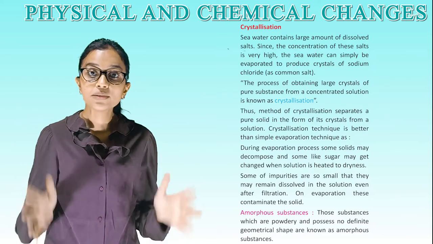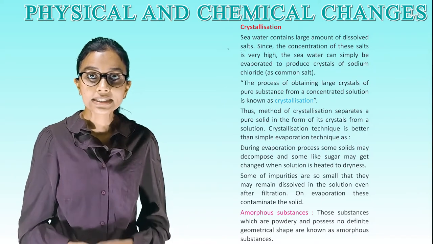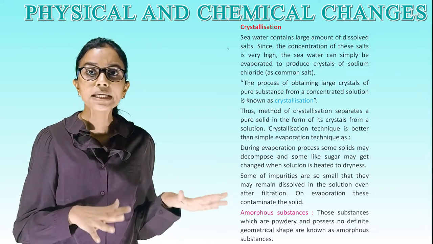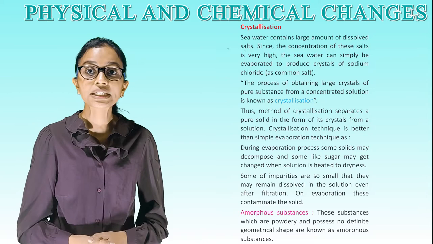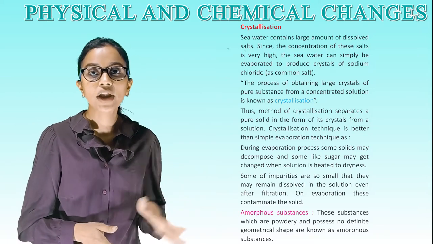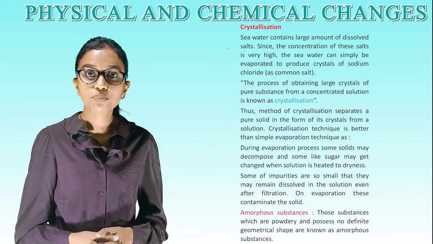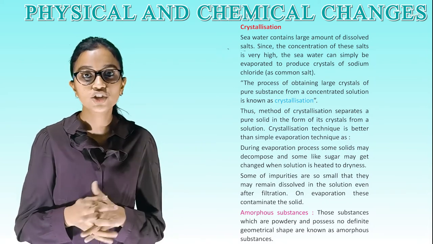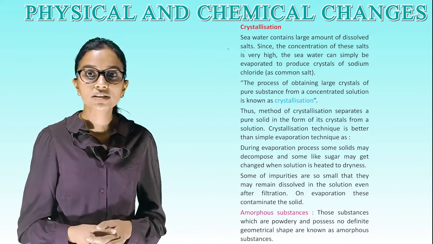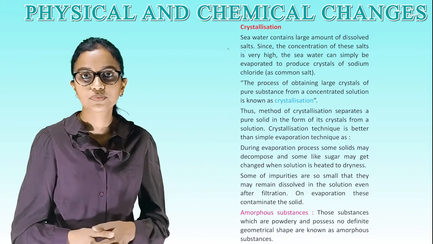Crystallization. Sea water contains a large amount of dissolved salts. Since the concentration of these salts is very high, the sea water can simply be evaporated to produce crystals of sodium chloride as common salt. The process of obtaining large crystals of a pure substance from a concentrated solution is known as crystallization. This method of crystallization separates a pure solid in the form of crystals from a solution.